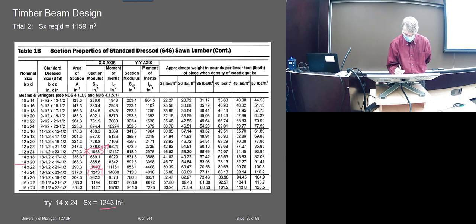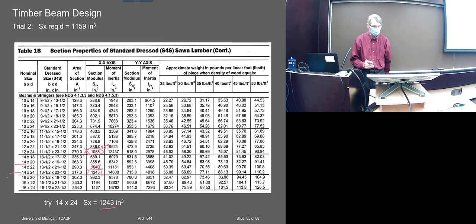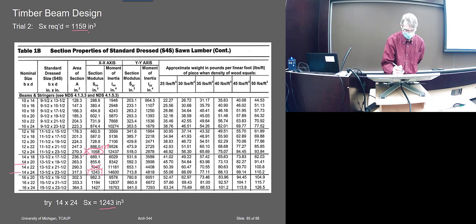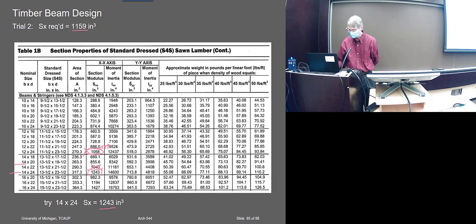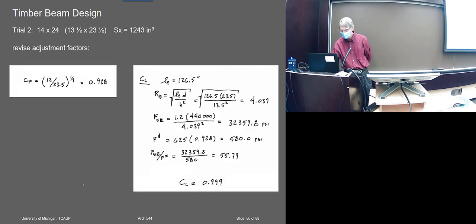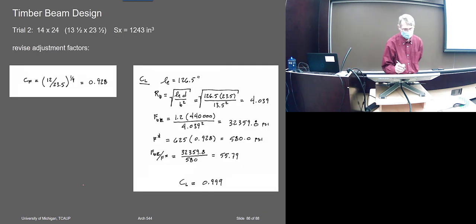So for the size we've got, 14 by 24. Now I'd have to up the dead weight a little bit, but that's not going to make that much difference. I don't think we'll max it out. We've got 1159 and this is 12, so we're probably good. Okay, so here's recalculating CF.